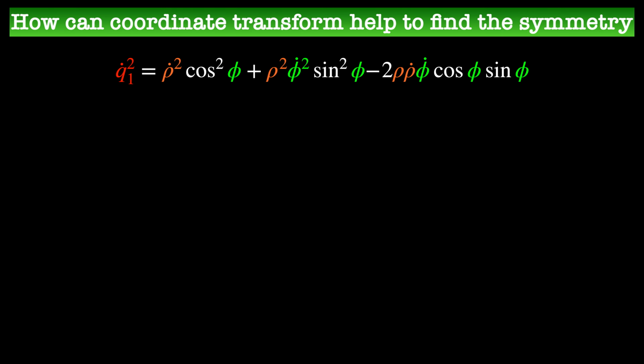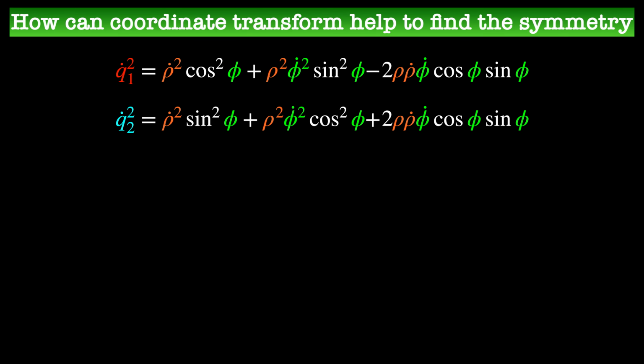For example, rho dot square contains cos square phi and rho phi dot square contains sin square phi. Similarly, you can calculate rho 2 dot square and it will also contain rho dot square, rho square, phi dot square and rho dot phi dot. Okay, so there will be three terms in each with some trigonometric coefficients. But when you try to add these quantities q1 dot square and q2 dot square, the third term will vanish.